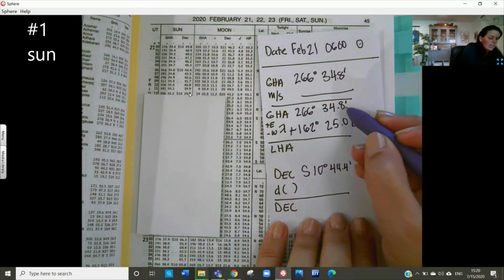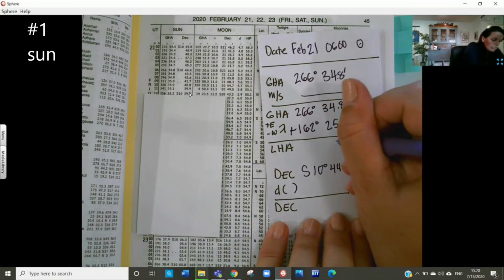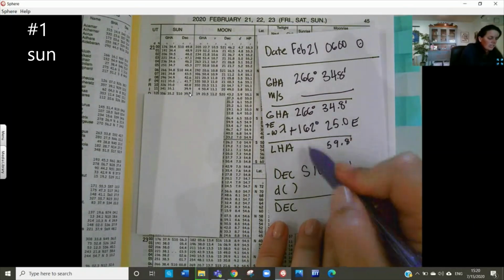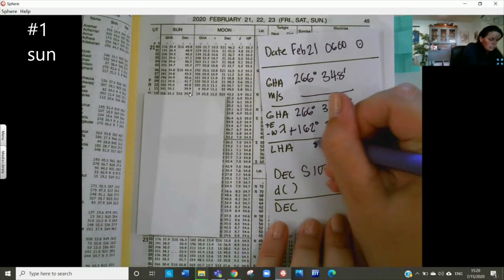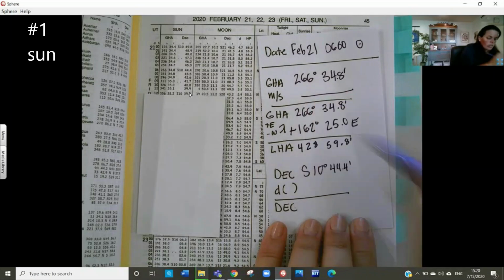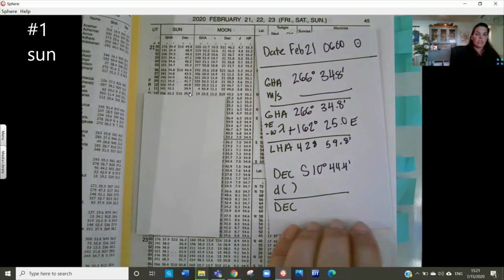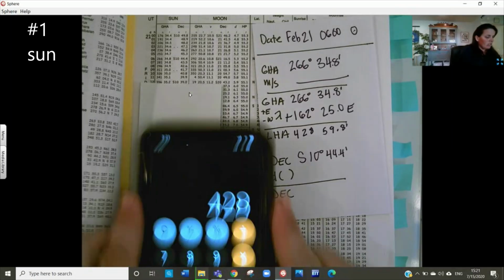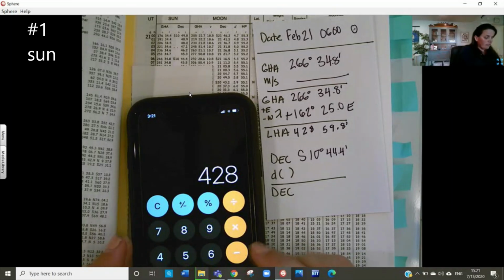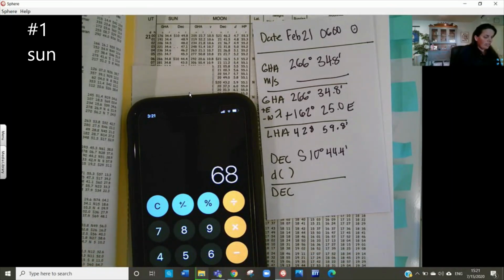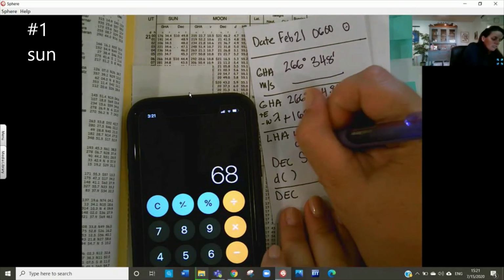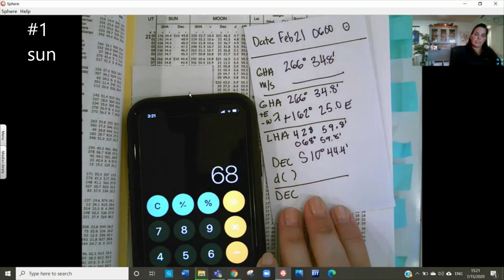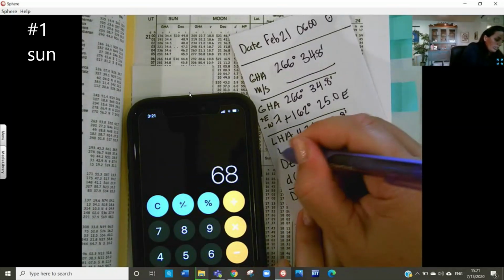So we're going to add 162 degrees 59.8 minutes, and then we're going to add this to 266 degrees, 34.8 minutes. So we have 428 degrees 59.8 minutes. 428 isn't a GHA we can use. So we are going to subtract 360 from 428, and we get 068 degrees, 59.8 minutes. So this is our LHA.